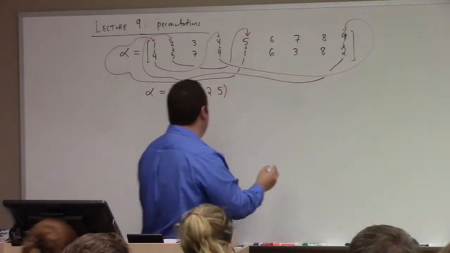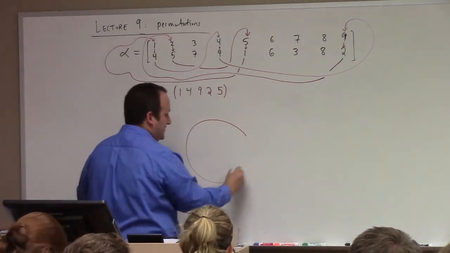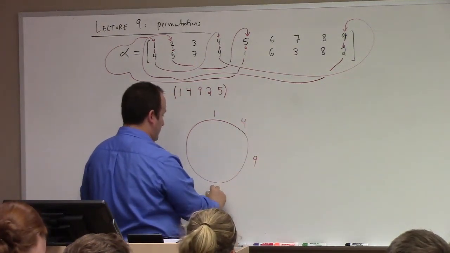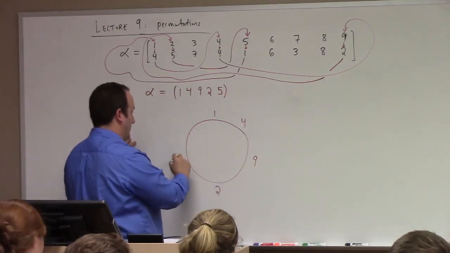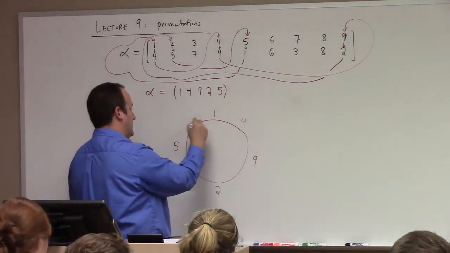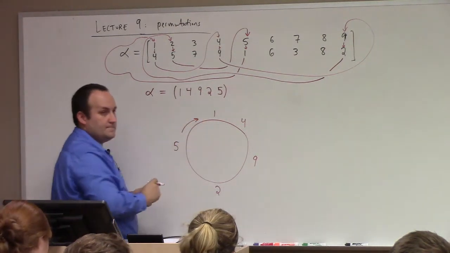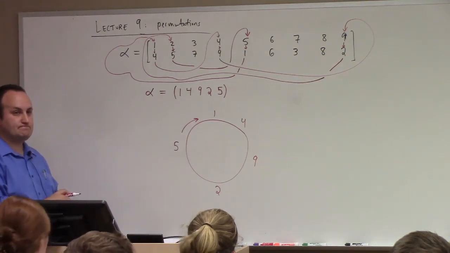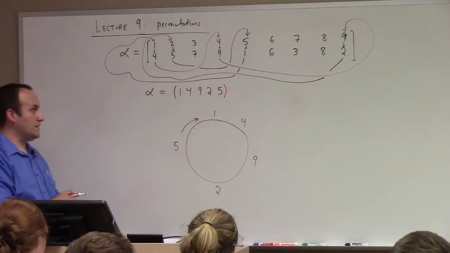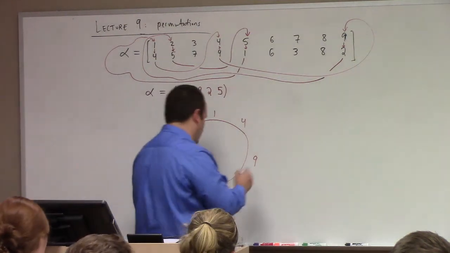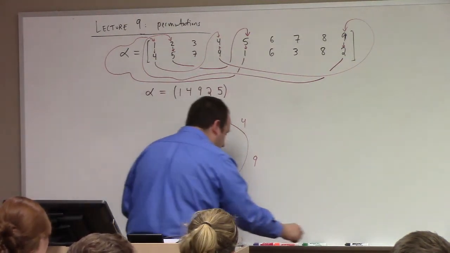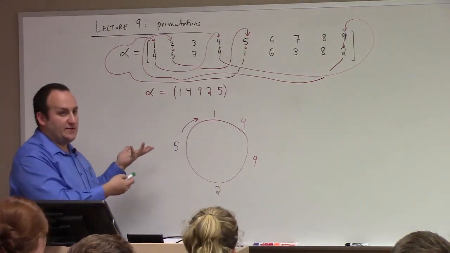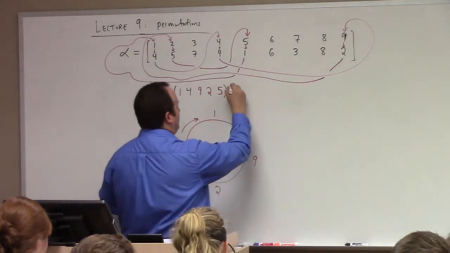Of course, there's a better way to write this. You draw a circle. You go 1, 4, 9, 2, and 5, and it's like this. That's another picture that illustrates the same notion. And then, next, you just pick something else that's not been already covered. We've got 9 numbers to pick from, so something we haven't gotten yet.